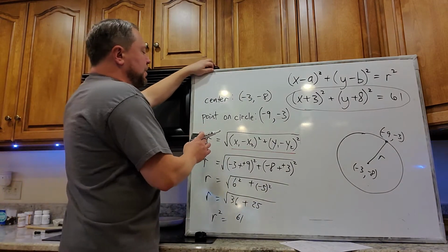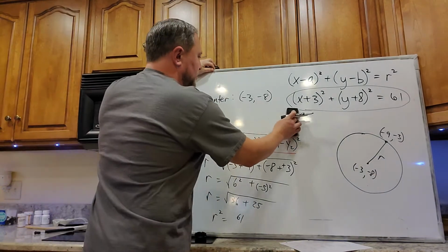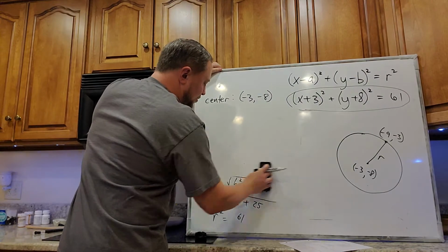Another possibility, instead of giving you a point on the circle and the center, is if they give you the ends of the diameter itself.